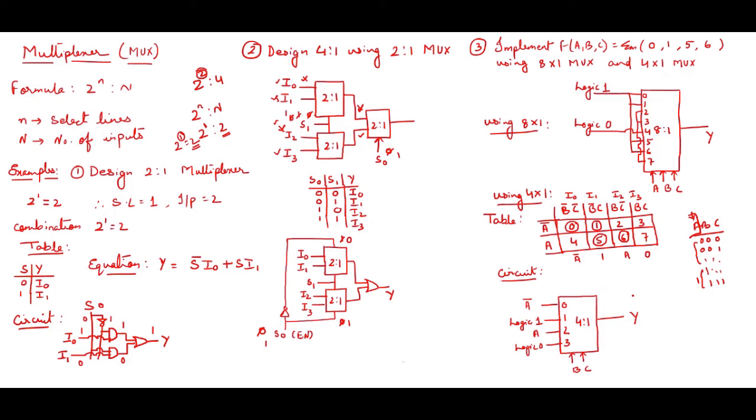Let's say a question is given to you to design the same thing using a 2:1 mux. Then what to do? You have to design the same table once again, in a different way for a 2:1 mux, and then you have to solve it out, right? So I hope the concept of multiplexer is clear to everybody.